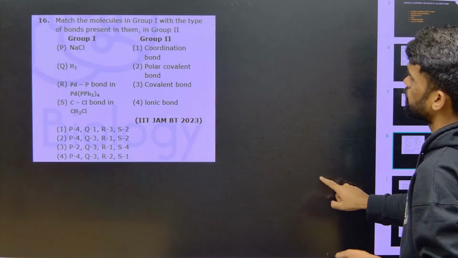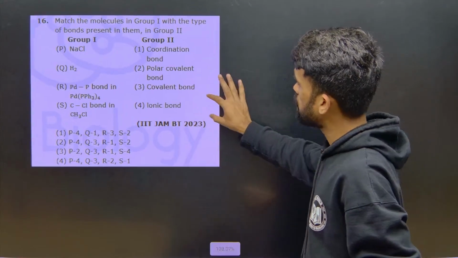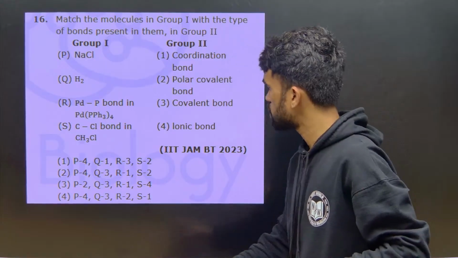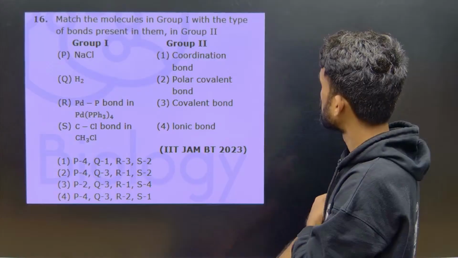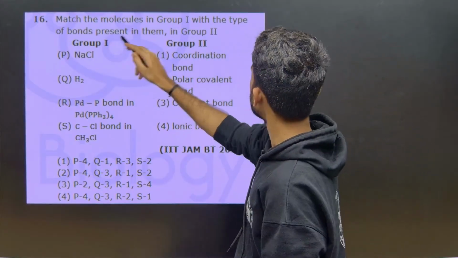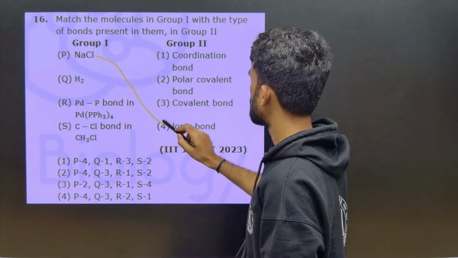Look at this, very easy, just try this question. With whatever known concepts you have, just give it a try. NaCl is an ionic bond. They are asking the type of bond present between them. So NaCl, ionic bond, matched.